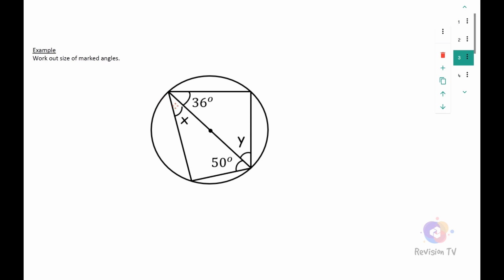Work out the size of marked angle x. First of all, the marked angles, we've got x and y. That's the center of the circle. So whether you remember it or whether you have the list next to you, I want you to look at the theorems, see which ones are relevant, and write down next to it which theorems you think are relevant.